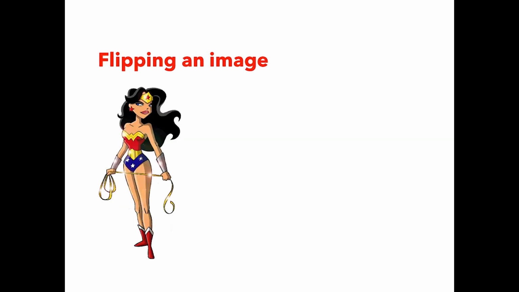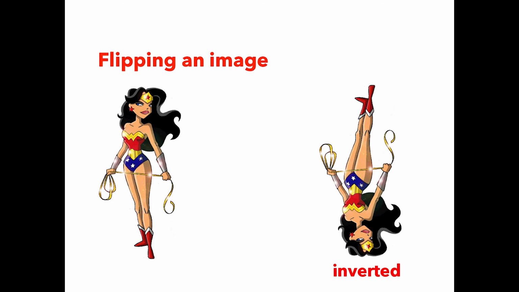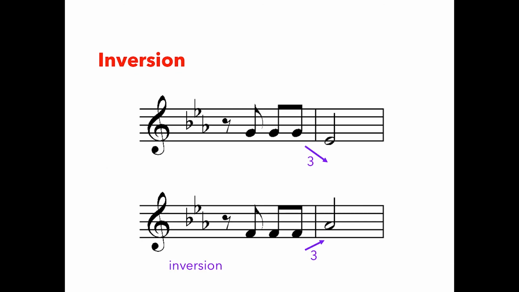Another easy way to vary an image is to flip it. For example, here I've flipped the image vertically. I have inverted it. In music, we can do the same thing. If the original shape of the idea goes down, then we invert it, we flip it by making it go up, and vice versa. Beethoven did this.